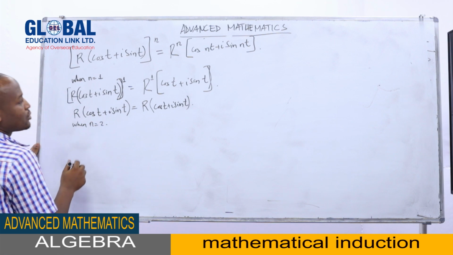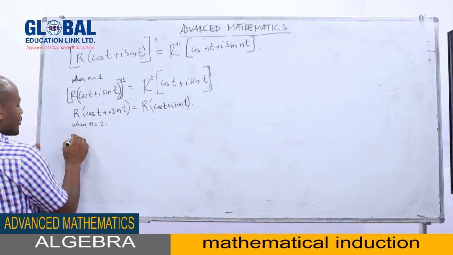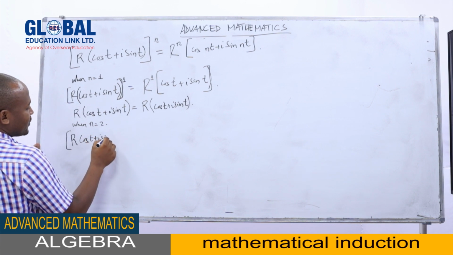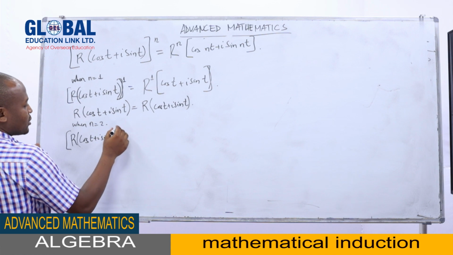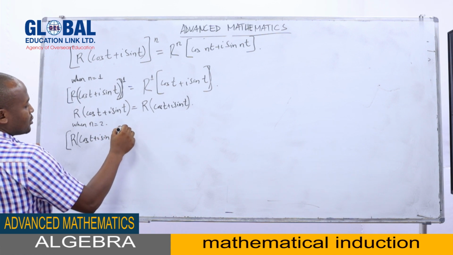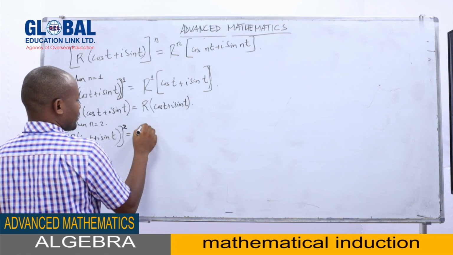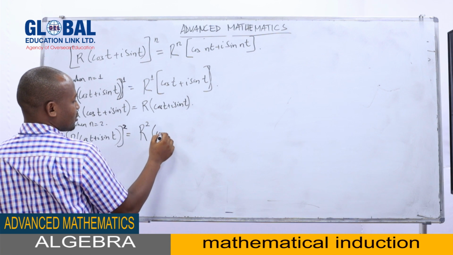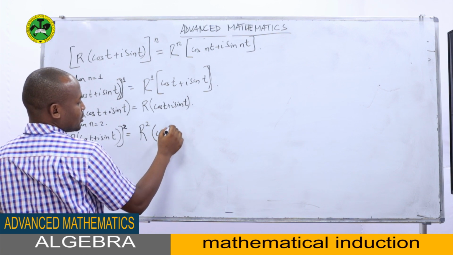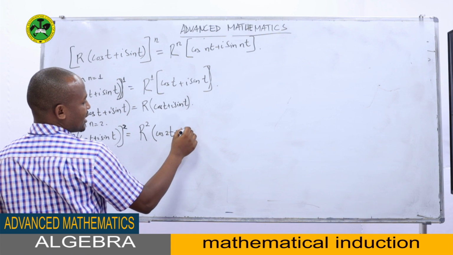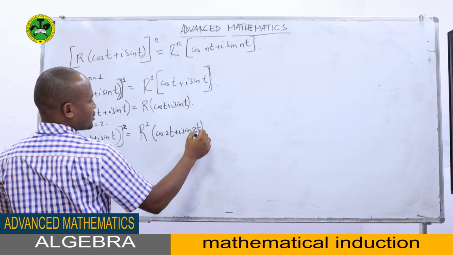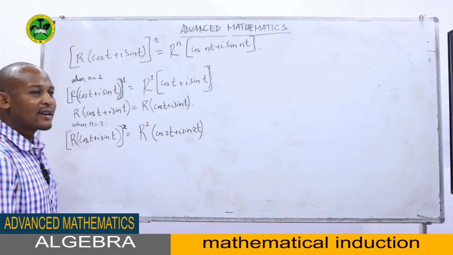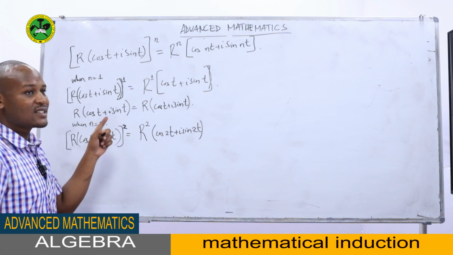Now let's check when n is equal to 2. Let's see. So [r(cos t + i sin t)] raised to 2 is equal to r squared, we have our n in there, which is 2, then we have cos 2t + i sin 2t. So it holds true. Okay, now let's see how we can prove when n is equal to k + 1.